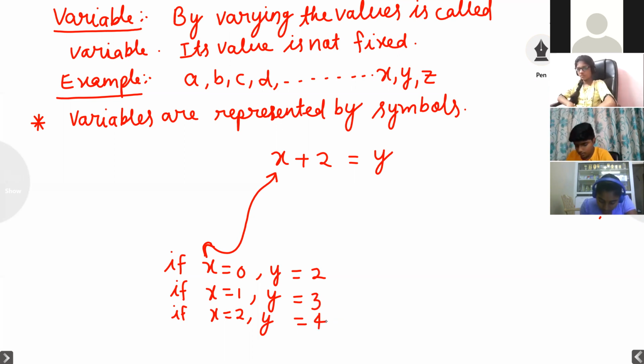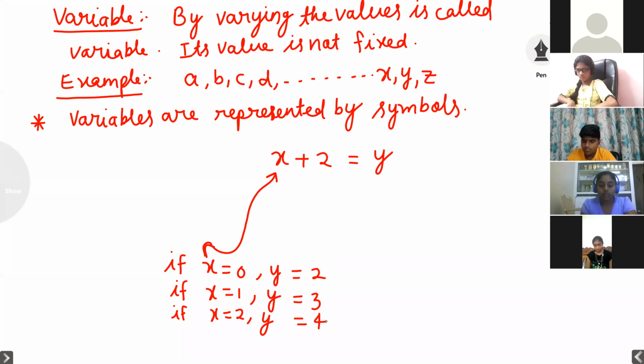You are observing, students? x is varying, y is also varying. When I am changing the value of x, y value is also changing. This is called varying the values. I hope you are getting my point.